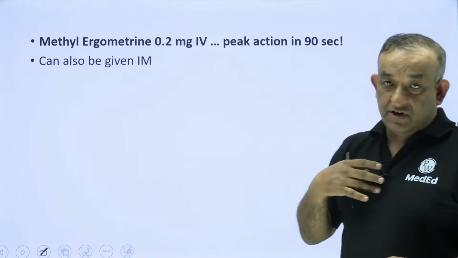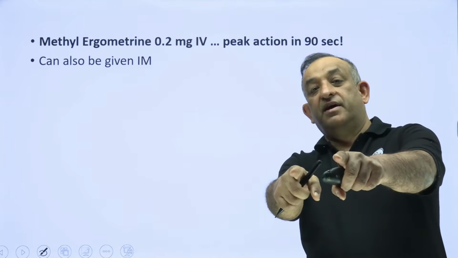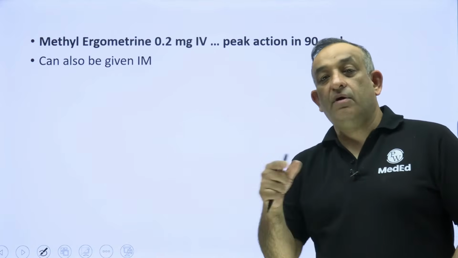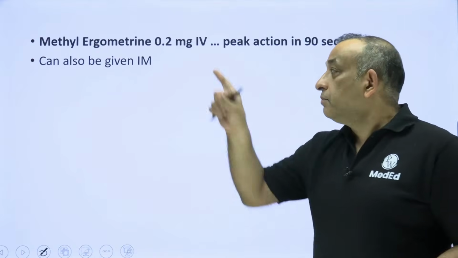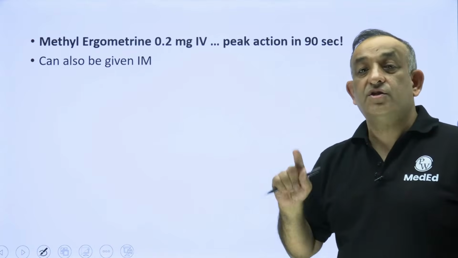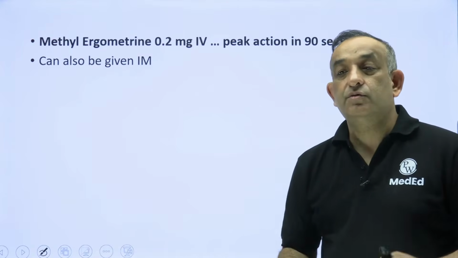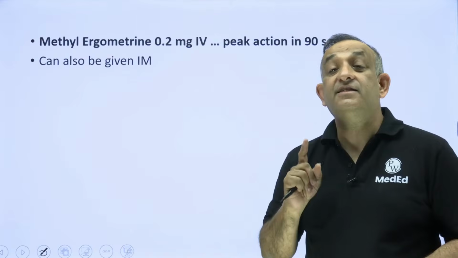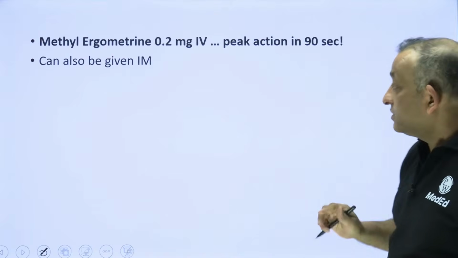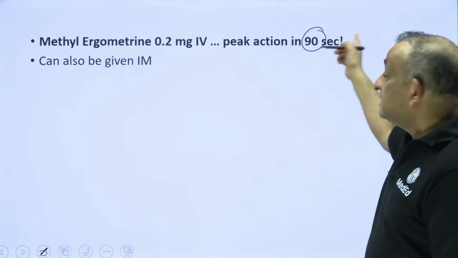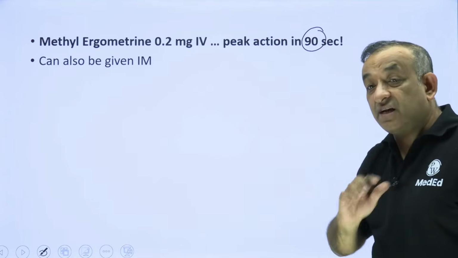Methylergometrine, my favorite drug. If any one of you final MBBS students, MCI students, PG students is watching this and are becoming a gynecologist, then please rely on methylergometrine. This drug is not a drug, it is magic. Methylergometrine contracts the uterus in as fast as 90 seconds if you give it slow IV, obviously. So peak action in 90 seconds. Did I say minutes by mistake? 90 seconds it takes. It acts like magic.